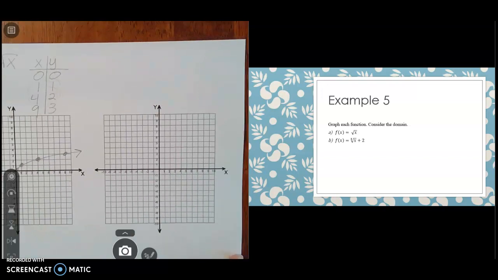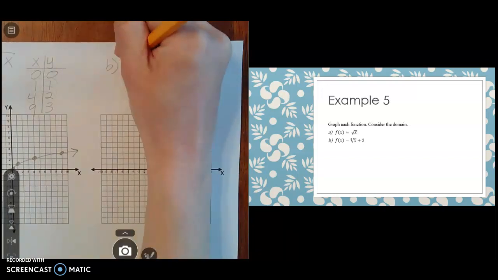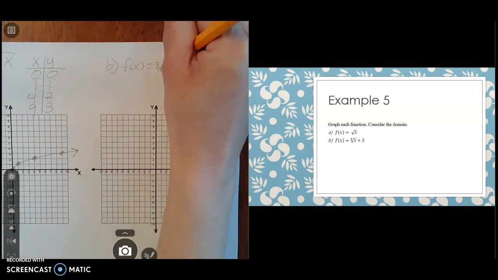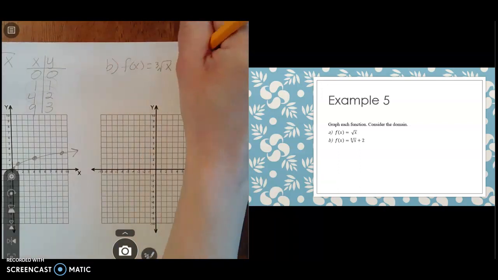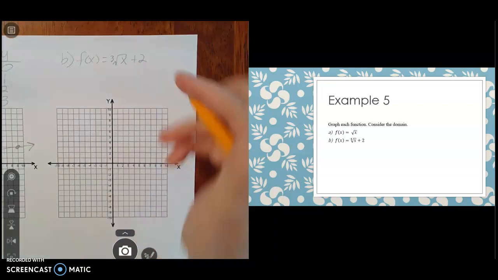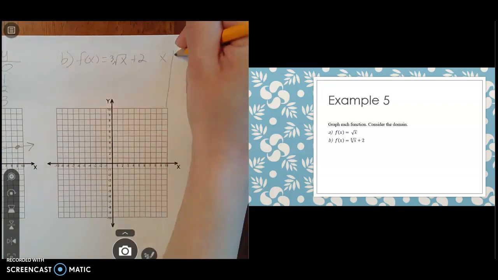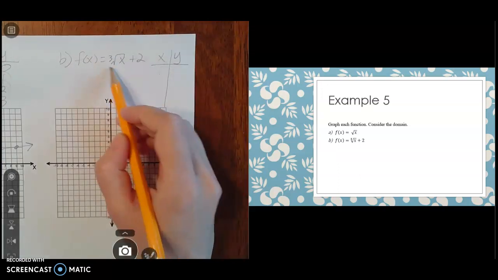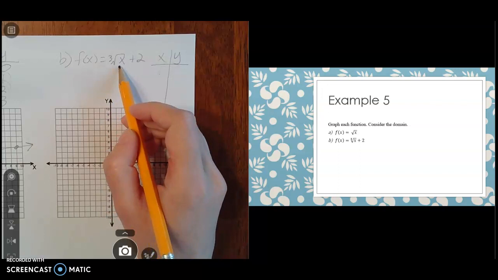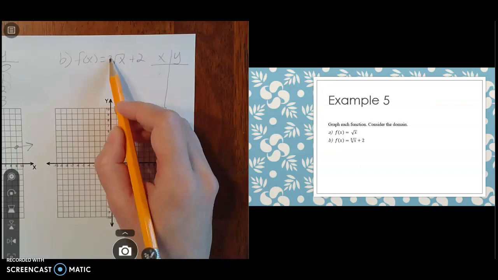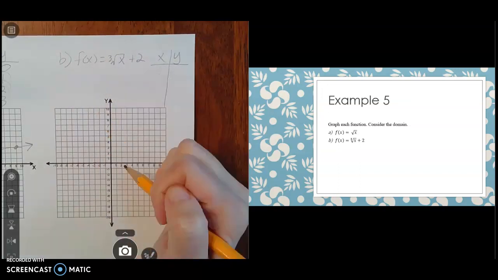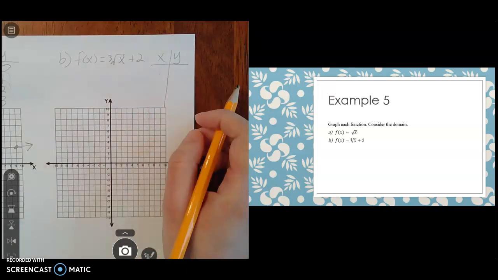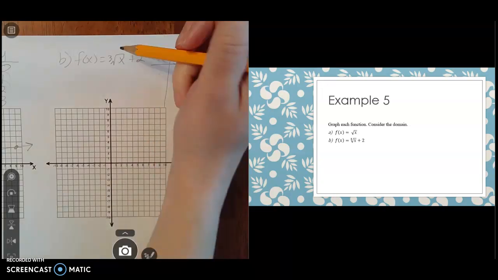Okay, for the next one, I've got f of x equals the cube root of x, and then we're going to add 2. So I'm going to do the same thing. I'm just going to make a nice little xy table over to the side here. And when I choose my x's, I'm going to choose ones that are perfect cubes. Now, the nice thing about cube roots is that you can take the cube root of a positive or a negative value. So we'll have some negatives, we'll have some positives, and it'll be a good time.